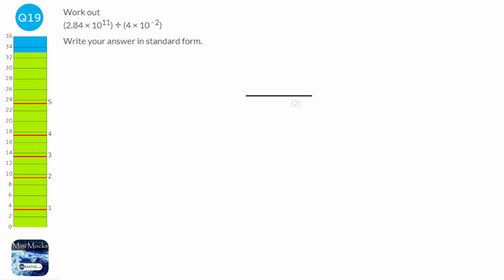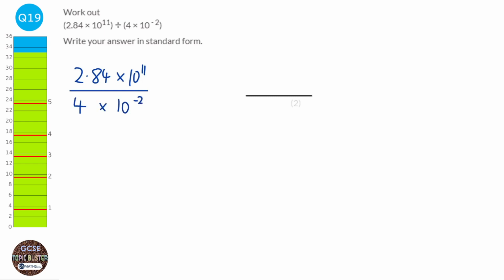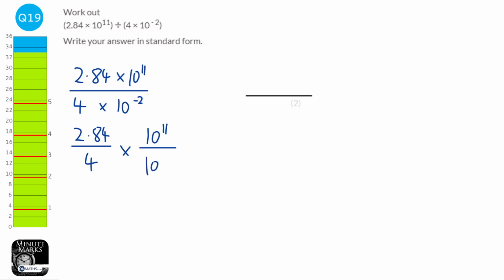So we can write this as a fraction, so it would be 2.84 times 10 to the power of 11 over 4 times 10 to the power of minus 2. What we can do is split this up into 2 fractions, so 2.84 over 4 times 10 to the power 11 over 10 to the power of minus 2.